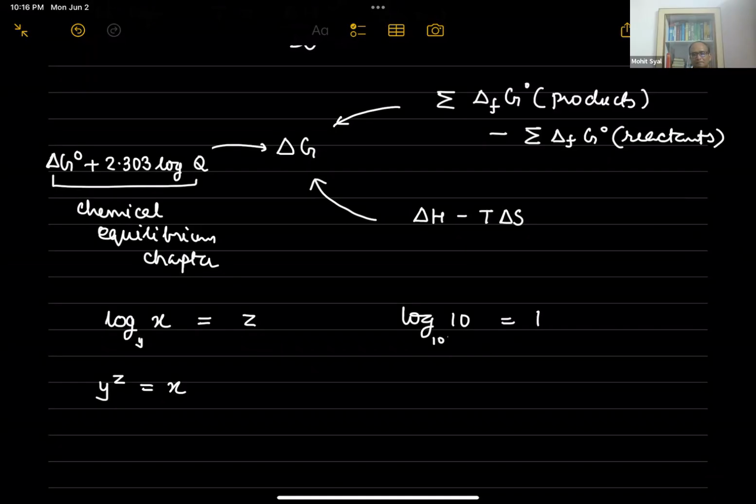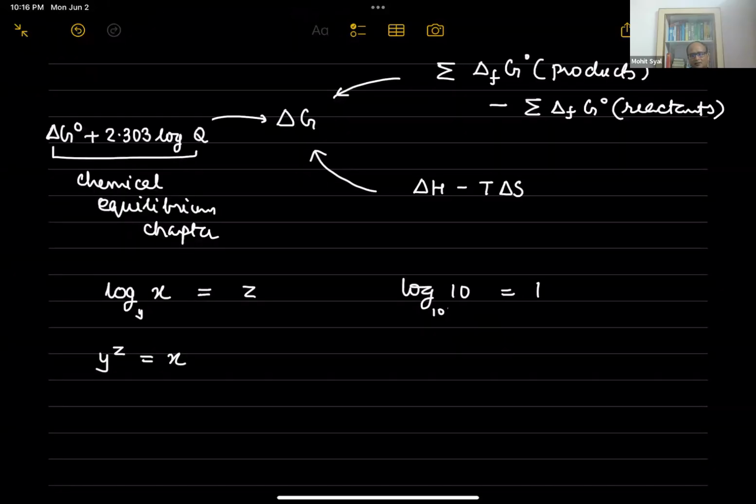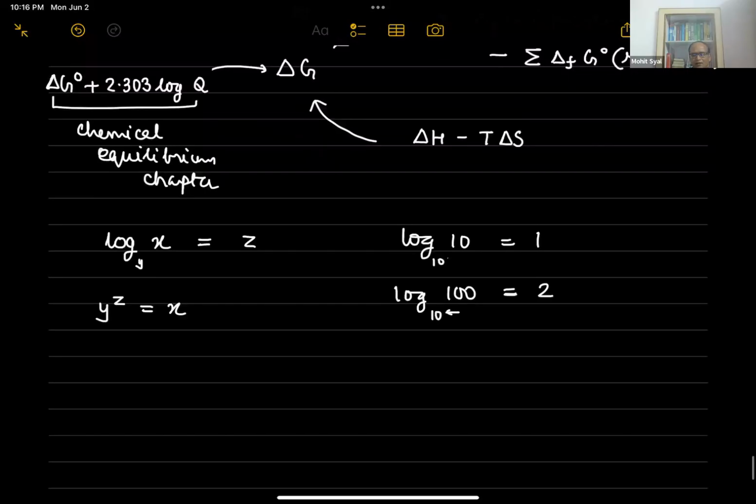But what's the point of doing this? Actually, instead of writing the actual numbers like 100 or 10,000, you are writing the powers. So, for example, log 100 is how much? What should be the power? 2. Yes, 10 to the power 2 is 100. So normally, Nabila, you don't have to worry because in the question they give you the values. Log 100 is 2. Okay. Log 1000.